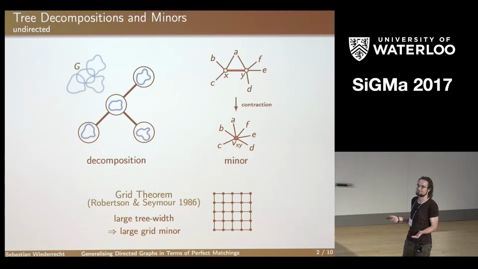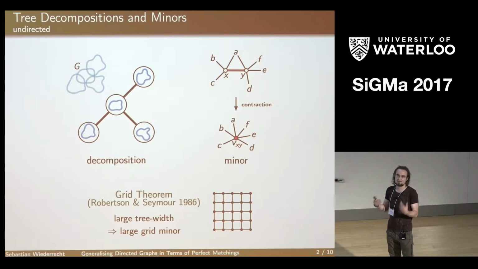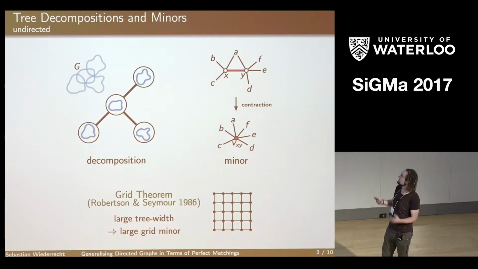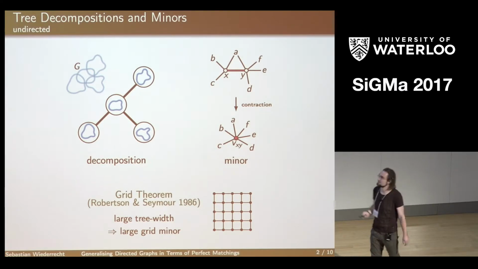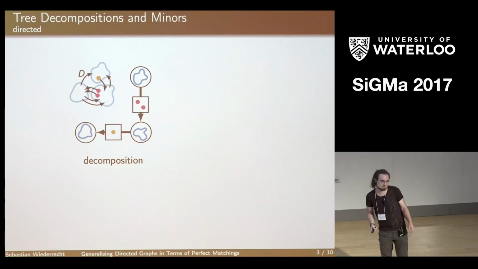So in undirected graphs, we already have a very nice notion of decomposing graphs into tree-like structures. And we also have a generalization of what a subgraph is, which is a minor. And then we have the grid theorem, which states if we have a large tree width, then we get a large grid minor. So this can be generalized to directed graphs.